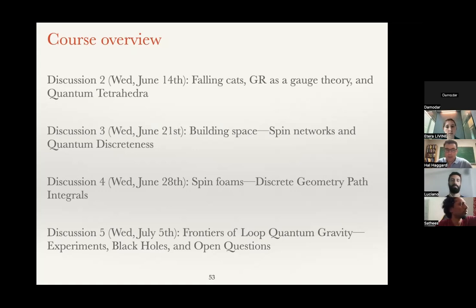One of the hardest problems in loop quantum gravity is to give a dynamical description of the gravitational field, to find how regions of space-time evolve. I'm going to introduce you in the third week, which is discussion 4 on this slide, to the spin foam approach, which is this discrete geometry path integral. And then the final week, Wednesday, July 5th, I'll try and tell you a little bit about the frontiers of loop quantum gravity, come back to this question of experiments, where we're trying to understand black holes better, and open questions in the field. So that's the plan.